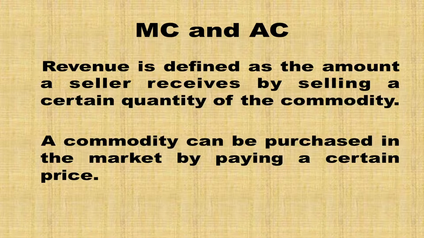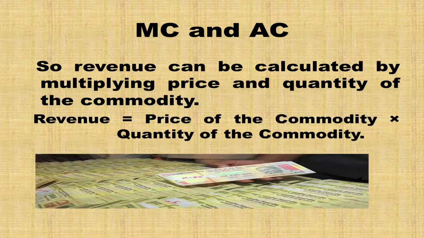We all know that a commodity can be purchased in the market by paying a certain price. So, revenue can be calculated by multiplying price per unit paid into quantity of the commodity, and hence we write revenue equals price of the commodity into quantity of the commodity.